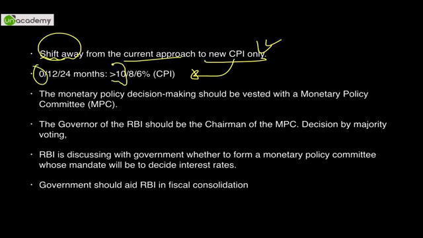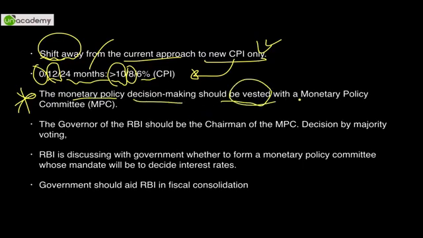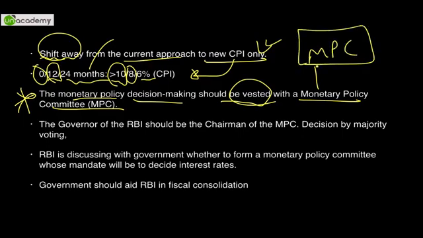With regards to that, the inflation at month 0, January 2014, was more than 10%. It was supposed to be brought back in 12 months to 8%, and in 24 months, that is in 2016, to 6%. Now this is again very crucial. Please focus here: monetary policy decision making should be vested with the monetary policy committee. MPC was supposed to come out with the Governor of RBI as the chairman to take all the major decisions by a majority vote with respect to crucial monetary policy decisions.